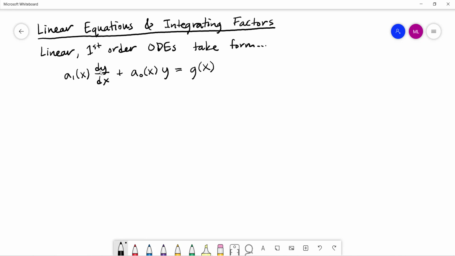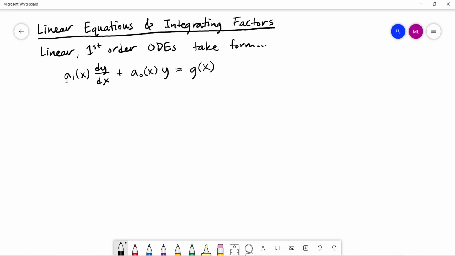So the point is, it's first order because the highest derivative is a first derivative, and it's linear because there is no nonlinear term involving y. We have these functions that might be nonlinear terms of x, but there's no nonlinearity as far as the dependent variable y is concerned. So keep that in mind. This is the generic form of our linear first-order differential equation.